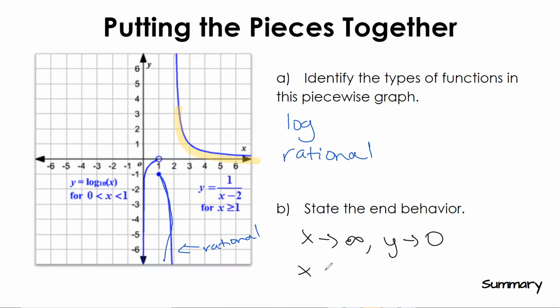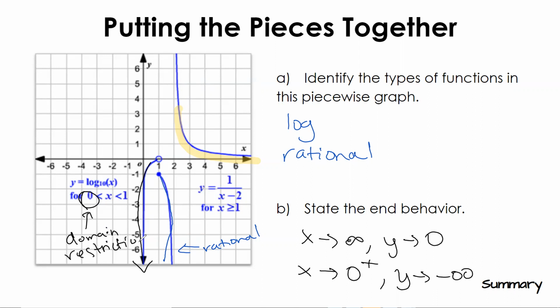As x goes to, and this graph stops at 0. So as x is approaching 0 from the right-hand side, where are our y values going? Negative infinity. One thing you do need to pay attention to is your domain restriction, because this graph doesn't go past 0.